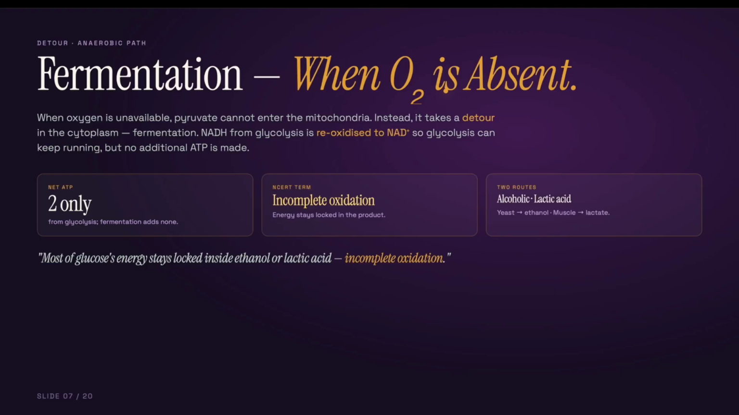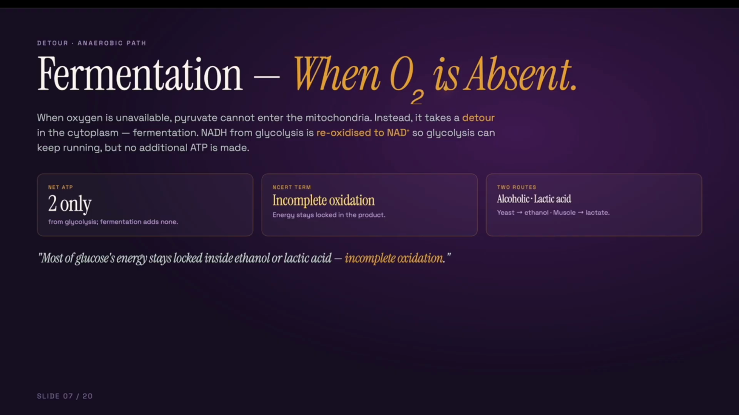Now, what happens if oxygen is not available? The pyruvate cannot enter the Krebs cycle. Instead, it goes through fermentation. There are two types. On the left, alcoholic fermentation. This is what yeast does. Pyruvate first loses a CO2 to become acetaldehyde, that is pyruvate decarboxylase working. Then acetaldehyde picks up electrons from NADH to become ethanol, that is alcohol dehydrogenase. End products, ethanol plus CO2.